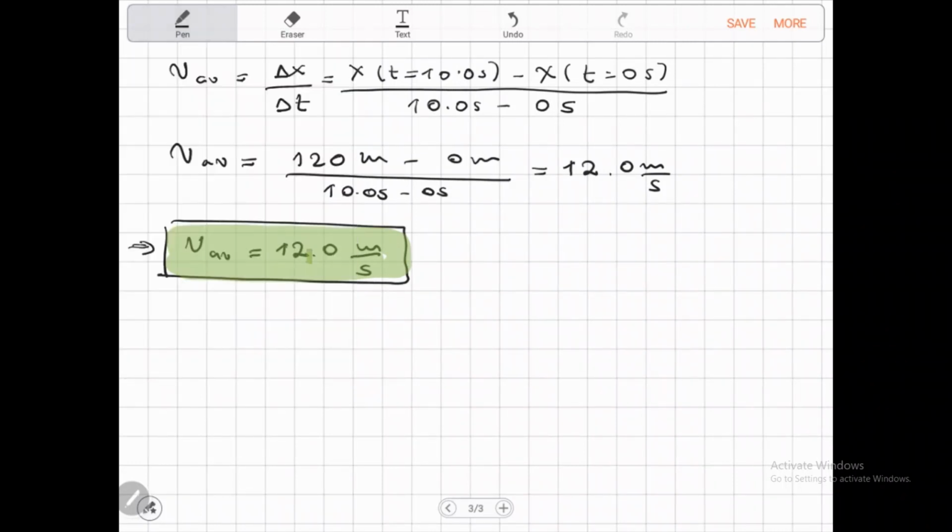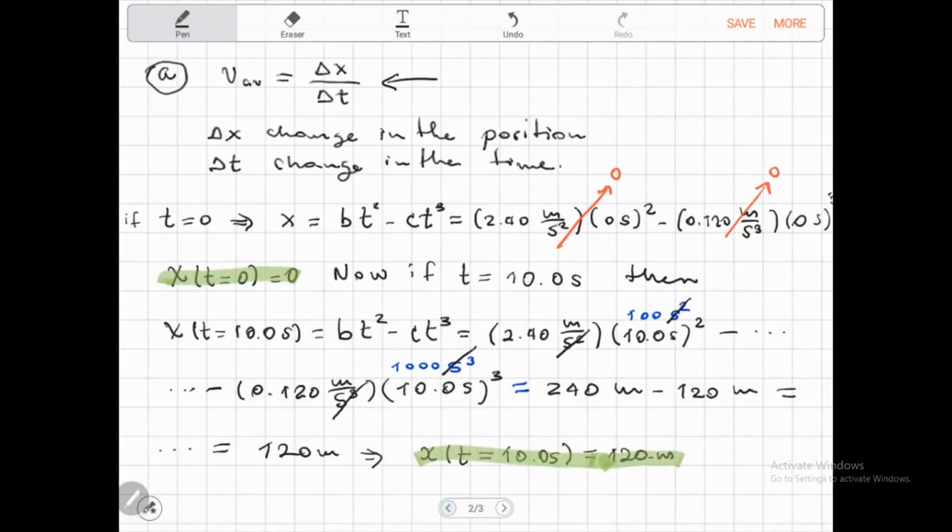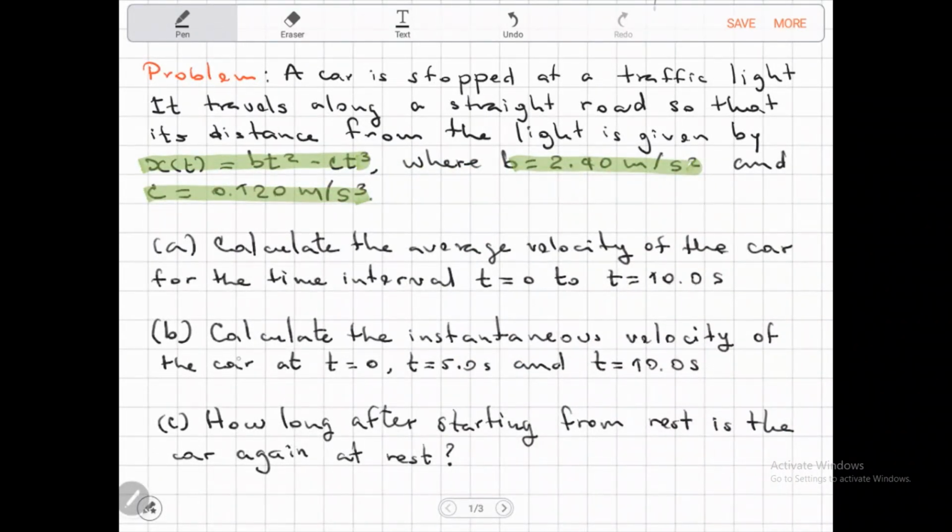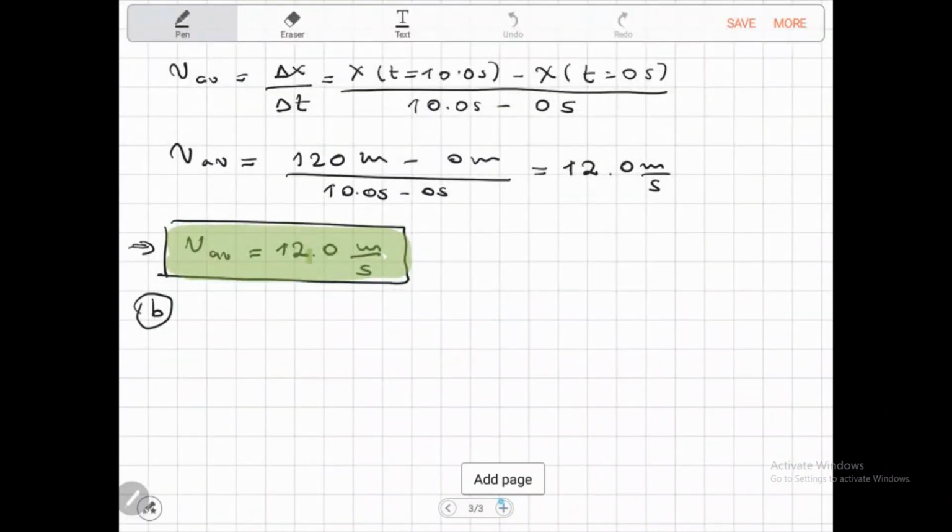What is next? Okay, next we are gonna solve part B of the problem. We come back here to the first page, and it says calculate the instantaneous velocity of the car at t equals 0, t equals 5, and t equals 10 seconds. We have to remember that we are using this formula: x is equal to b t squared minus c t cubed.